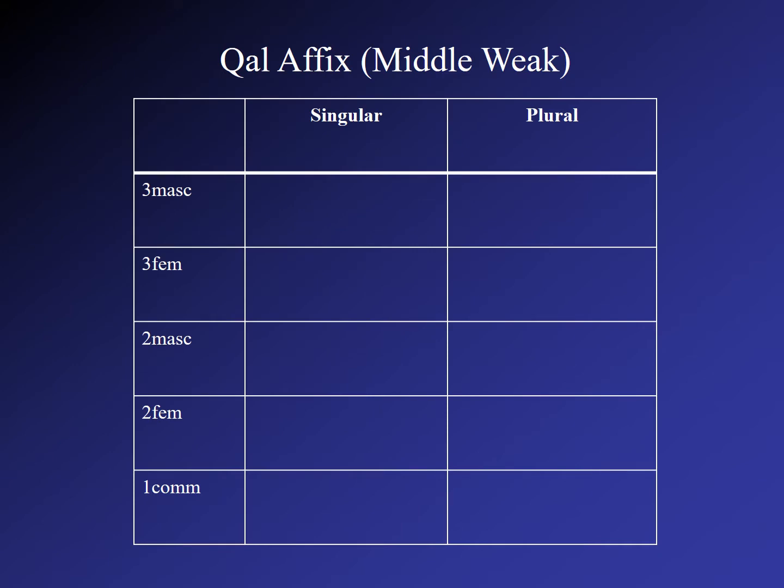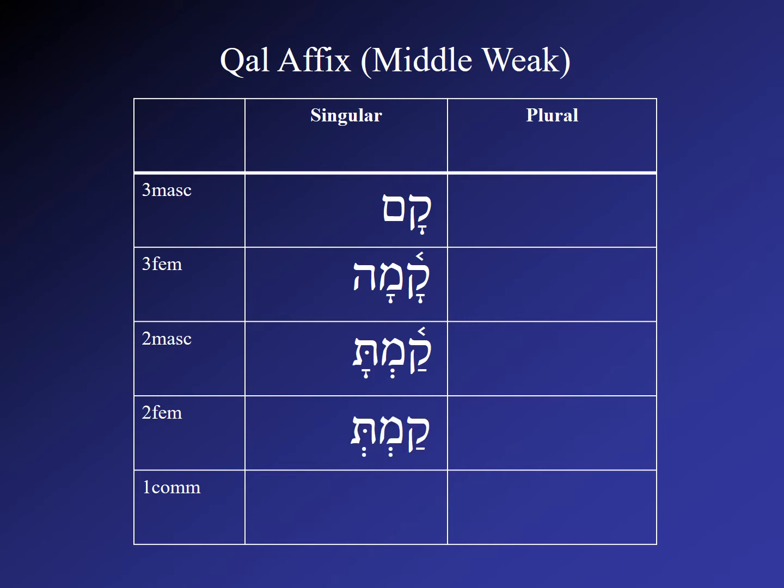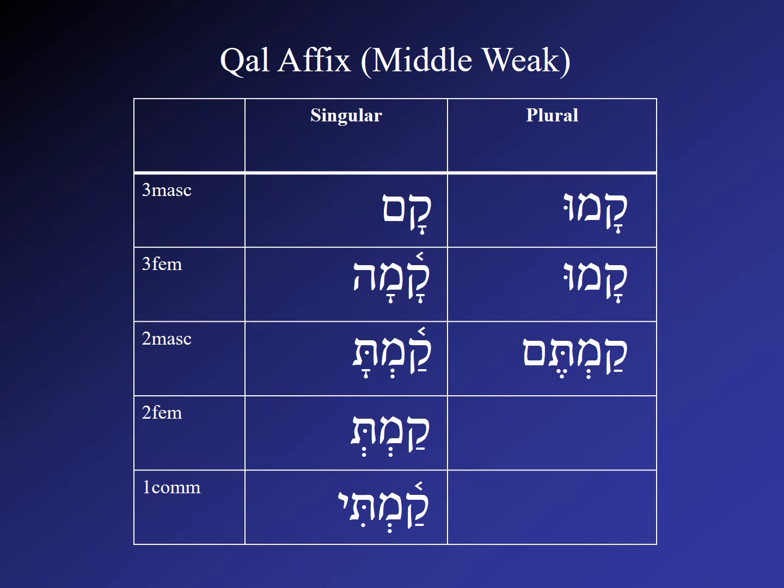Alright, now we have a little bit more grammar to learn in this lesson, and what we're trying to do is learn the Kal affix of the root mut. In order to do it, though, let's review the Kal affix of our typical middle weak. We'll use the root kum. So the affix form, third masculine singular, kam, third feminine singular, kama, second masculine, kamta, kamt, kamti. In the plural, kamu, for both the masculine and the feminine, then kamtem, kamten, kamnu.